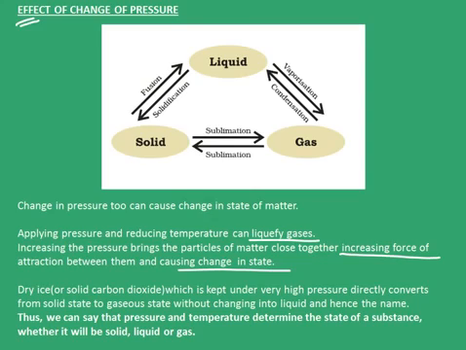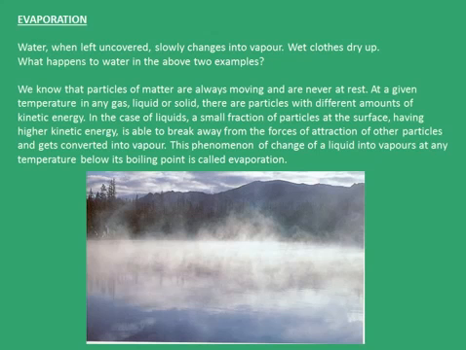Solid carbon dioxide, also known as dry ice, which is kept under a very high pressure, directly converts from solid state to gaseous state without changing into the liquid, and hence the name. Thus, we can say that pressure and temperature determine the state of a substance, whether it will be solid, liquid, or gas. This brings us to the last topic of this chapter, evaporation.